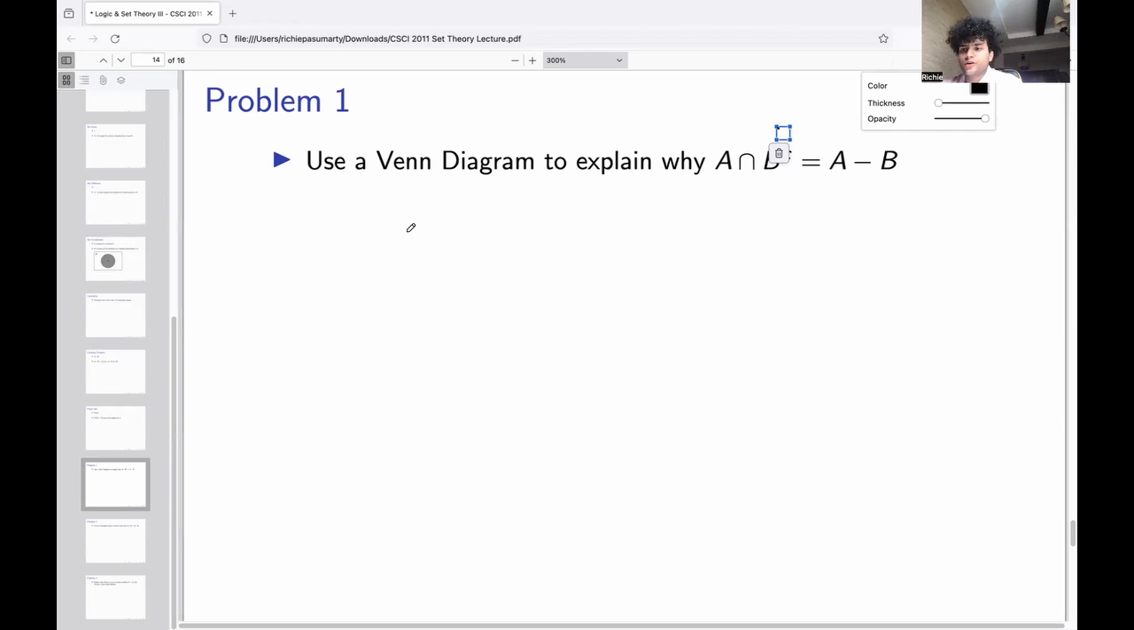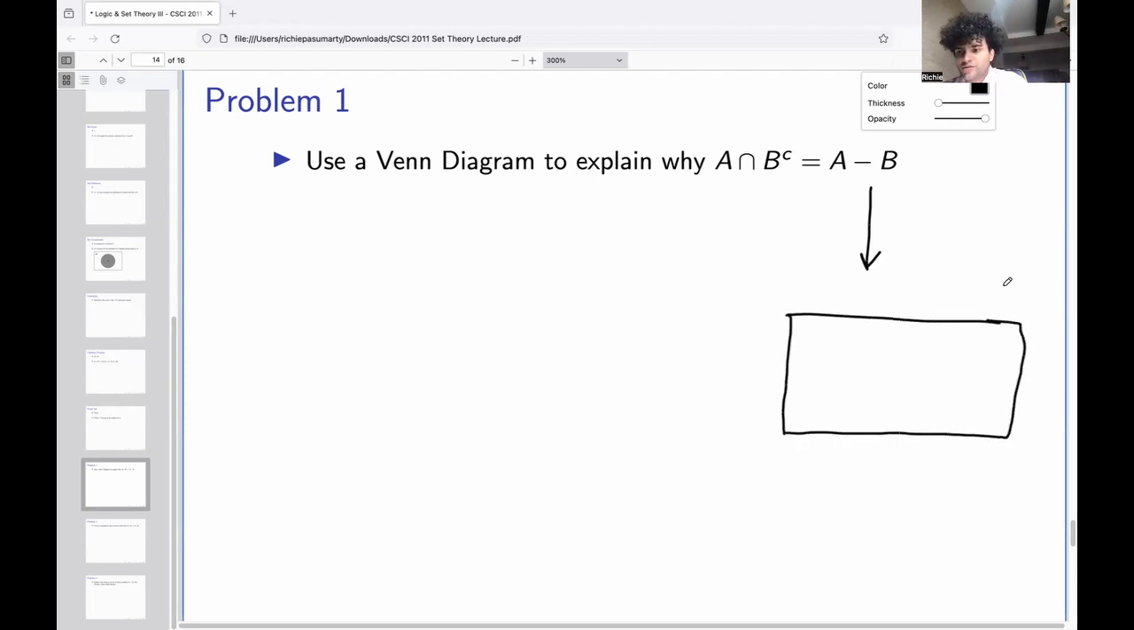All right, so let's go ahead and go through these problems. The first problem is we have to use a Venn diagram to explain why A intersection B complement is equal to A minus B. Okay, so let's go ahead and write the Venn diagram for A minus B first. So here is my universe, and here is my set A, and here is my set B.